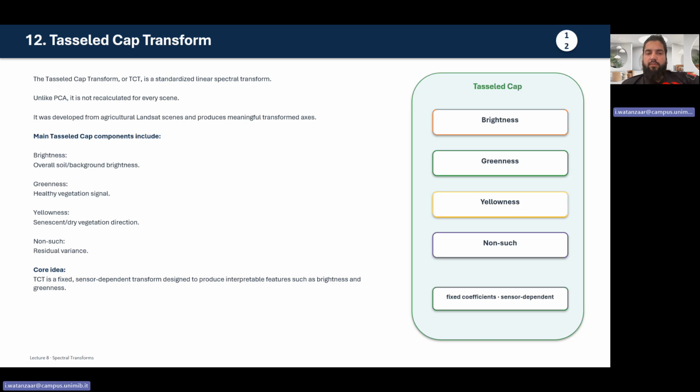So the main Tasseled Cap components include brightness. On the right side are also shown brightness, greenness, yellowness, and non-such. These are fixed coefficients and sensor dependent, but PCA is data dependent. This is sensor dependent.